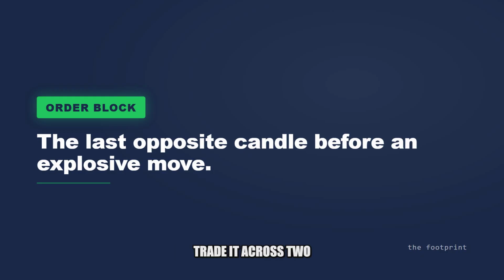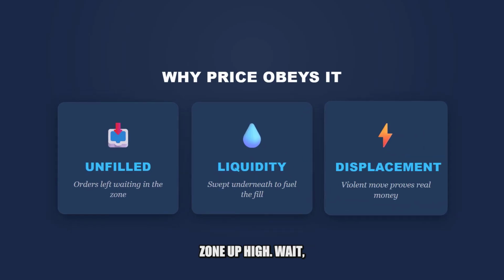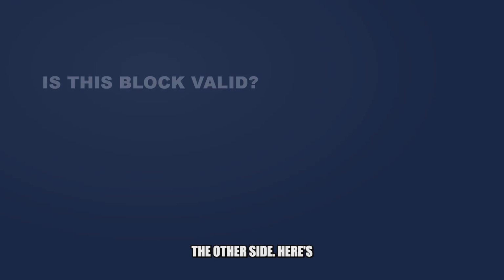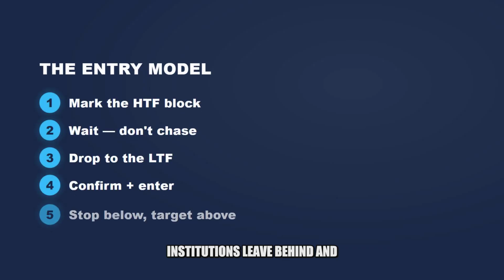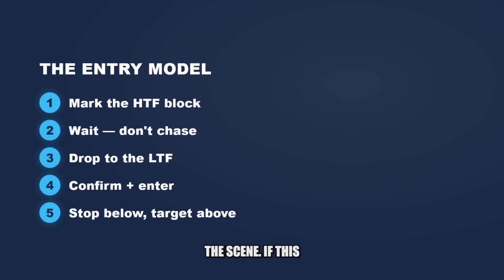You trade it across 2 time frames. Mark the zone up high, wait, confirm down low, stop below the block, target the liquidity above. And when one fails, you don't delete it. You flip it into a breaker, and you trade the other side. Here's the shift. You stop drawing support and resistance lines that everyone else can see. You start marking the actual footprints institutions leave behind, and you wait for them to come back to the scene.